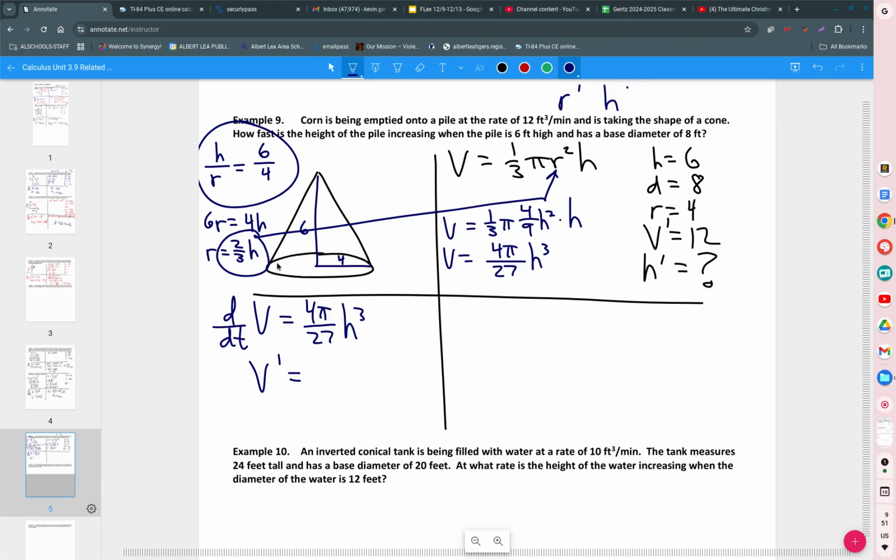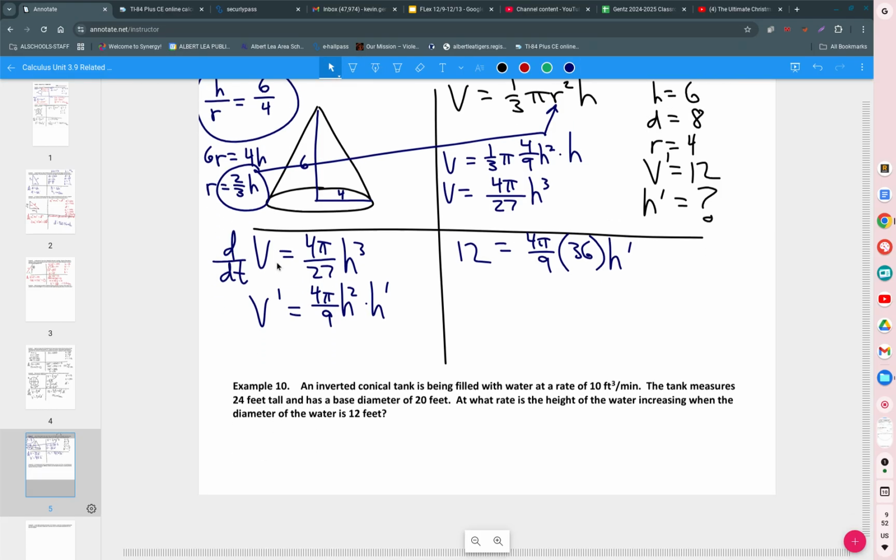If I put the 3 in front, 3 over 27 becomes 1/9. So I have 4 pi over 9. What else do I have? H squared times h prime. Excellent. Those are all the pieces I need. V prime is 12. 4 pi over 9. H squared will be 36 times h prime.